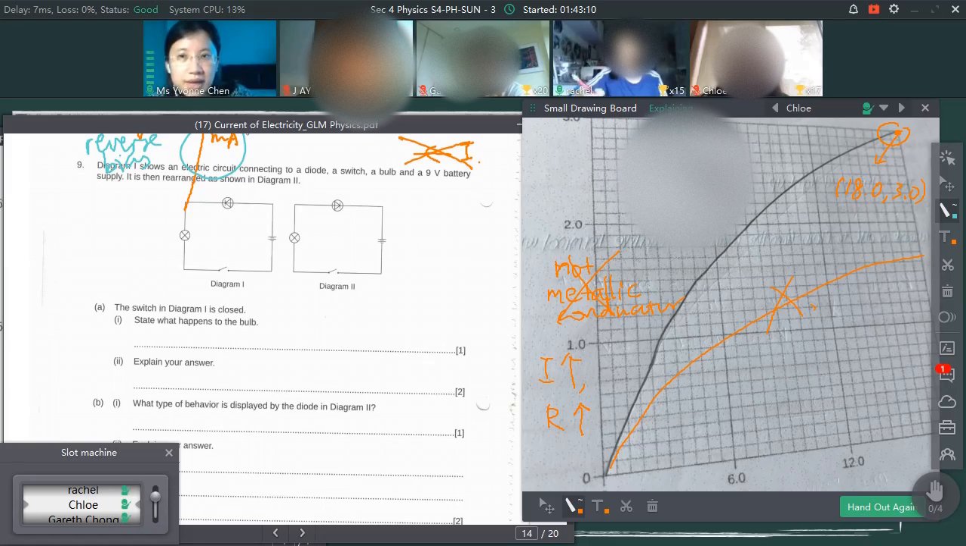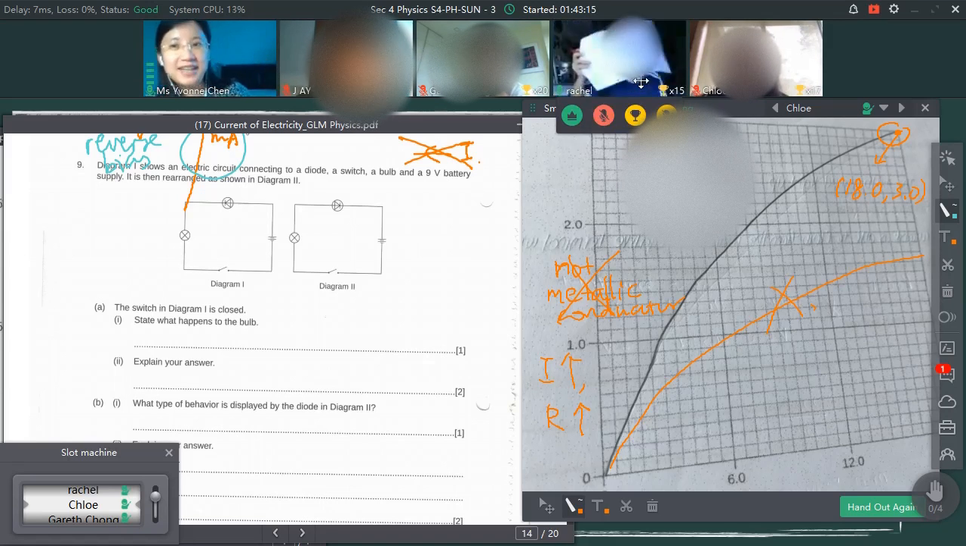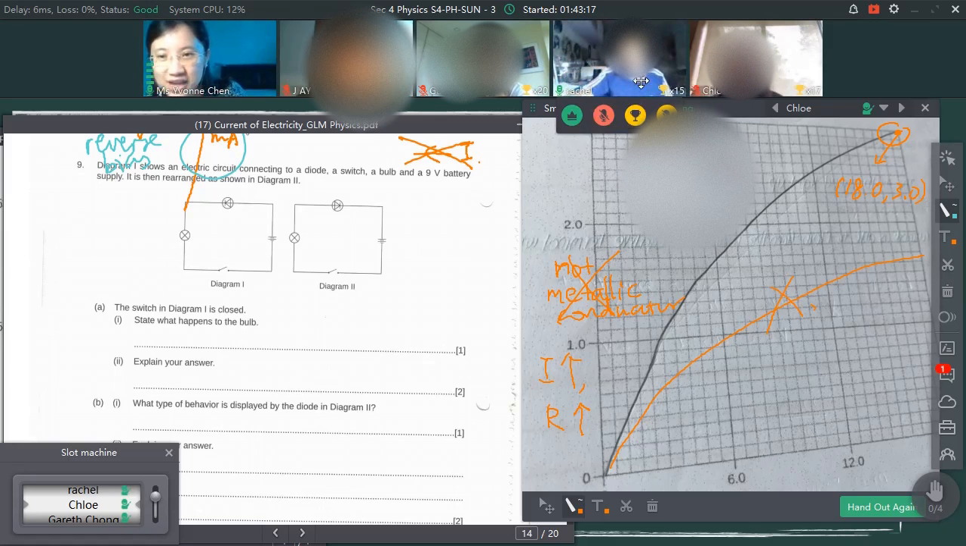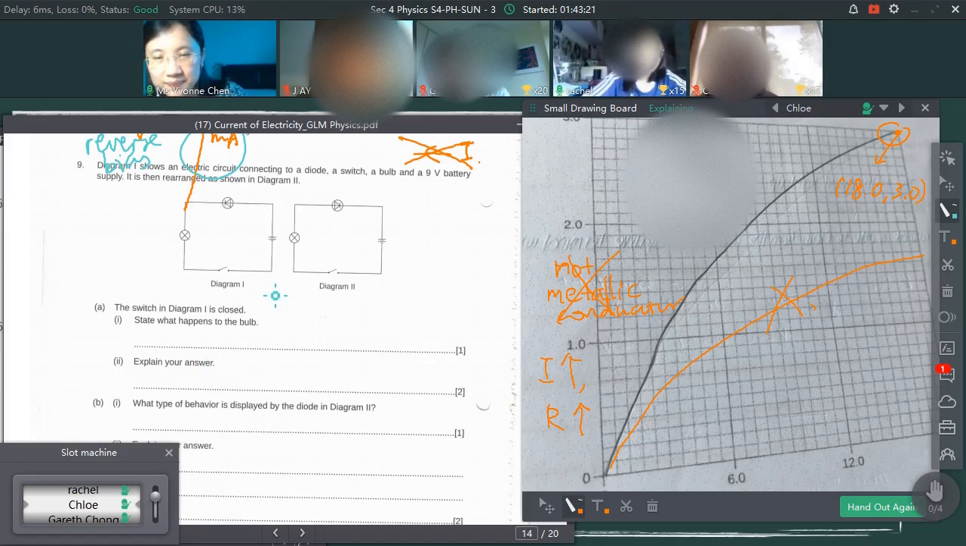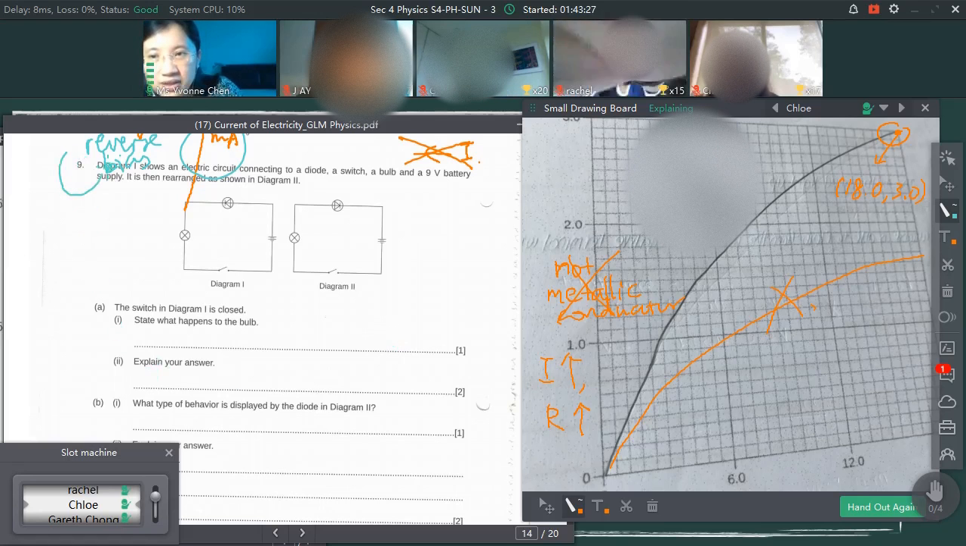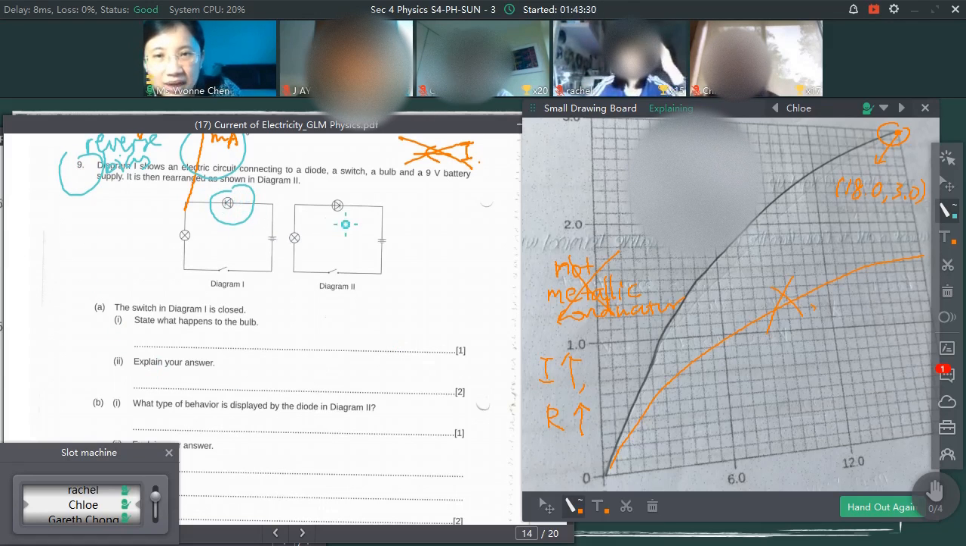The reason I revised forward bias and reverse bias in question 8 is because in question 9, you need that information in your explanation. You need this in the explanation in question 9. In question 9, you see a diode, right? This is a semiconductor diode.